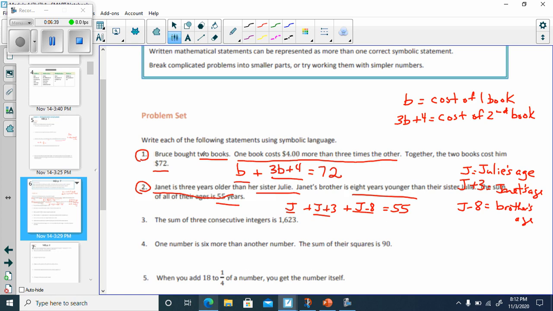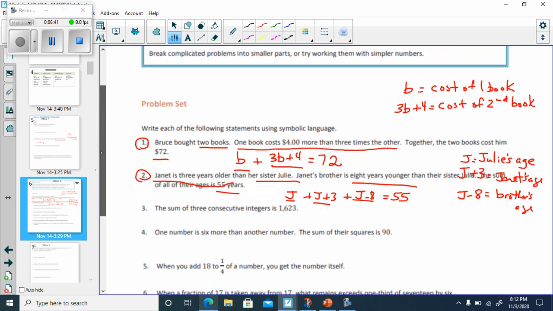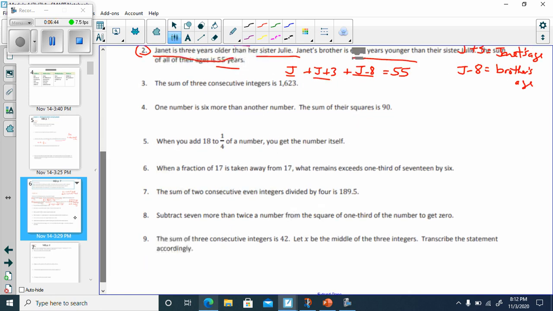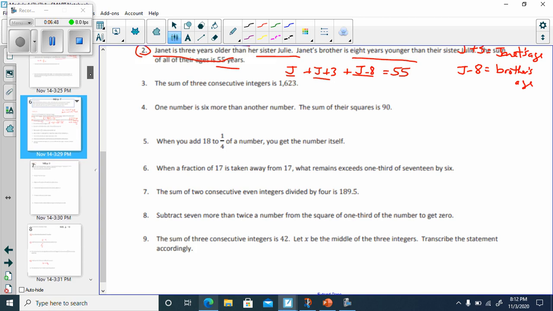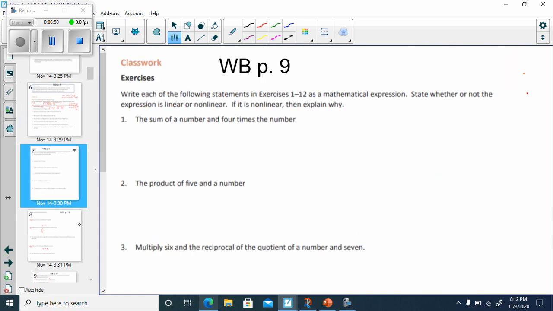Now, that's how this works, guys. We're just trying to go through and write some of these as word problems. Turn with me to page 9, workbook page 9. Let's look at this first one.